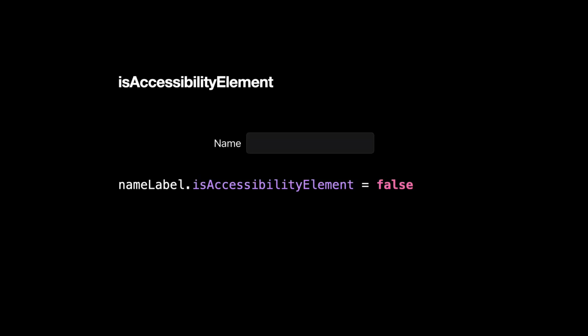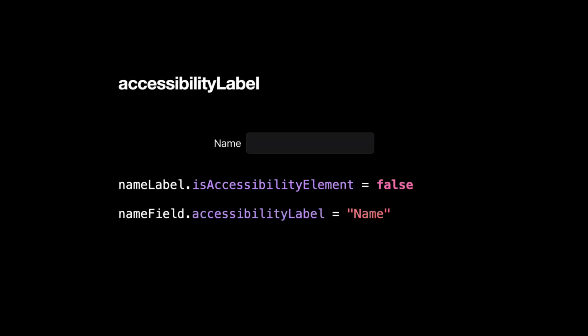In forms, it is common to associate labels with their form field. By default, views containing text are accessibility elements and will be focused and read. We can turn this off if we want to make it easier to navigate a form by going straight into the fields. You would do that by setting the isAccessibilityElement property to false. Here I've done that on the name label. Now assistive technology will ignore the label.